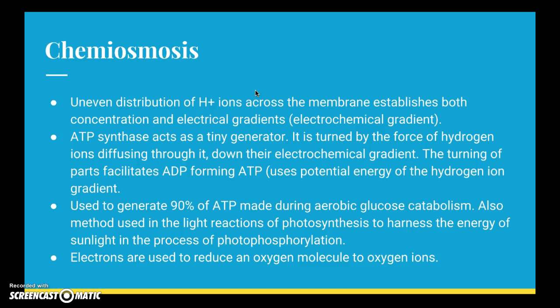Chemiosmosis. This is when the free energy from the series of redox reactions is used to pump hydrogen protons across the membrane. The uneven distribution of positively charged hydrogen ions across the membrane establishes an electrochemical gradient. Hydrogen ions in the matrix space can only pass through the inner mitochondrial membrane through ATP synthase. This is an enzyme that acts as a tiny generator turned by the force of hydrogen ions diffusing through it down their electrochemical gradient. By using the potential energy from the hydrogen ion gradient, the turning parts of the machine are easily facilitated for the addition of phosphate to ADP, which forms ATP.